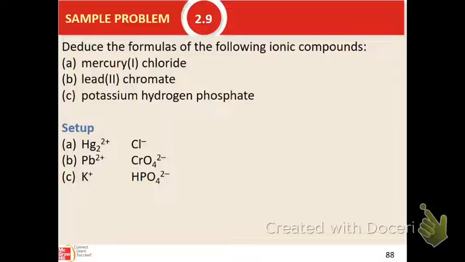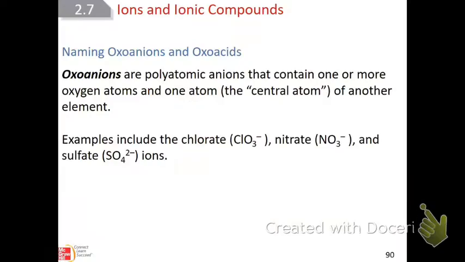All right, and then I'm going to go very quickly through this naming section right here, because I really did touch on it when I was talking to you about the polyatomics. Oxoanions are anions that contain oxygen, and they are always going to be polyatomics that contain some other element along with oxygen. And because they can have some oxygen in them, oxygen can share. Remember, that's what polyatomics are.